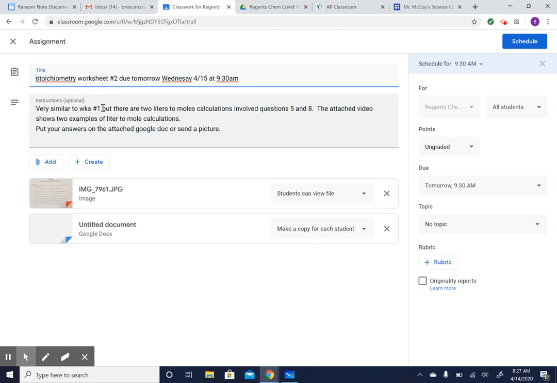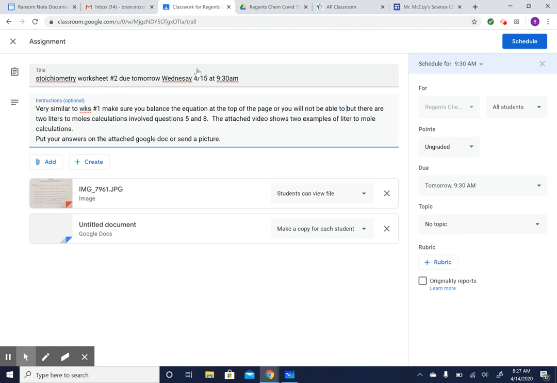Okay, so very similar to worksheet number 1. Make sure you balance the equation first. Balance the equation at the top of the page, or you will not be able to complete the worksheet. Okay.